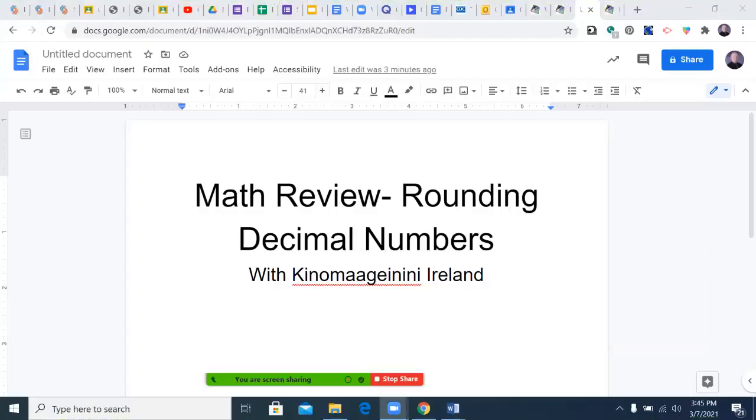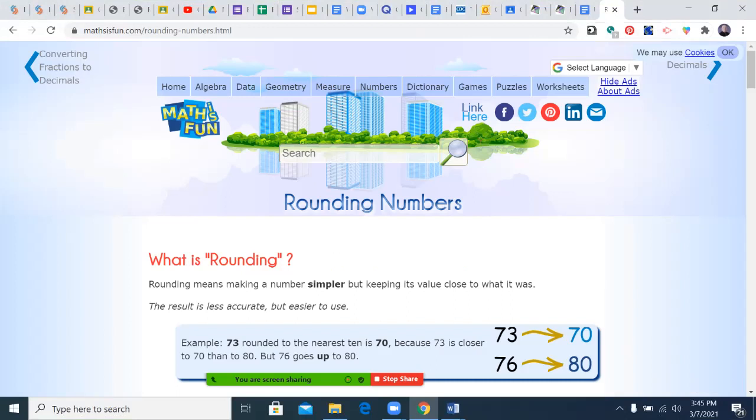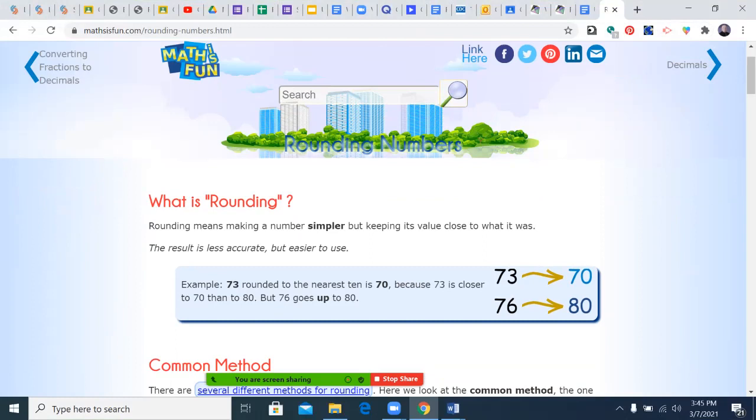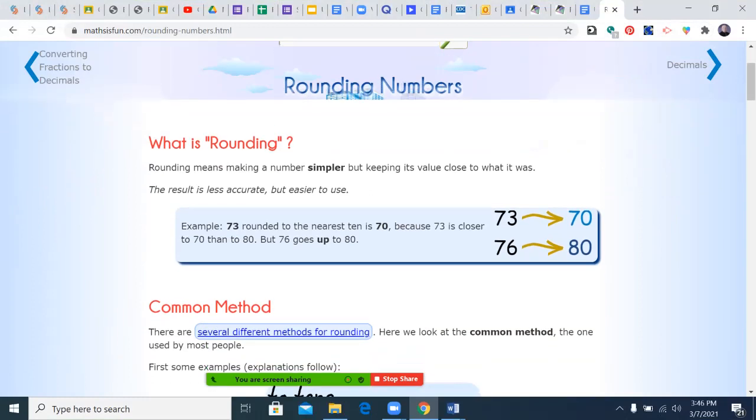Today's lesson: rounding decimal numbers. We'll begin here at Math is Fun using rounding numbers. And what is rounding? Rounding means making a number simpler but keeping its value close to what it was. The result is less accurate but easier to use. And we've done this with whole numbers.